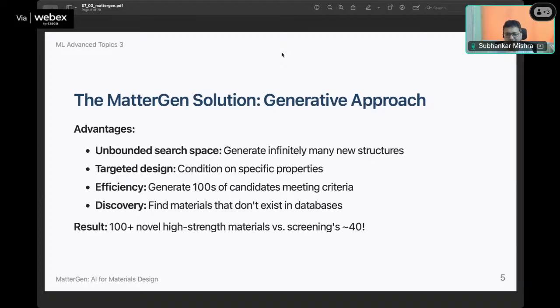And also, earlier DFT calculations were taking time. Here, we are super fast. We can generate materials, or let's say candidates, that meet the criteria very fast. Fine. And I think in their paper they show around 100 novel high strength materials compared to just 40 from traditional screening.